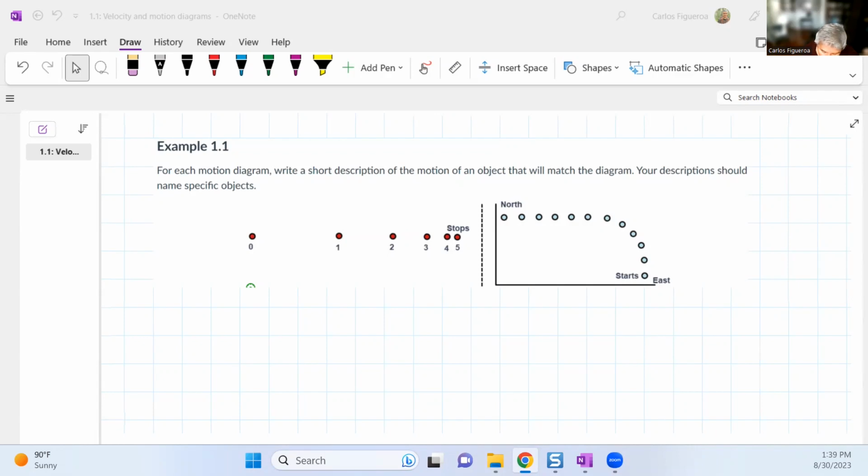So what I want to do here is look at this example and go through the details of what we're looking at. Again, this is a fairly nice example, but I want to expand on this just a little bit. The first thing I want to do is write a short description of the motion of this object. I want to convert these dots into effectively a story with its motion diagram.